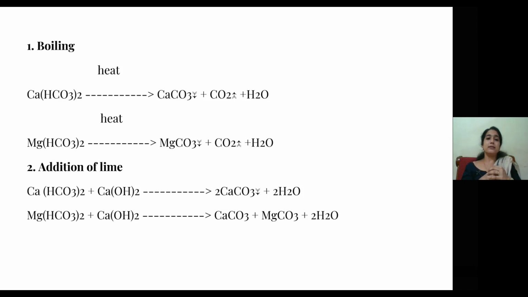The second method for removing temporary hardness is addition of lime. Lime is calcium hydroxide, that is Ca(OH)2. Ca(HCO3)2, that is calcium bicarbonate, plus lime, that is Ca(OH)2, will produce calcium carbonate and water. The same happens in the case of magnesium bicarbonate. This calcium carbonate can be easily removed from water. This is for removing the temporary hardness from water. First method is boiling. Second method is addition of lime.